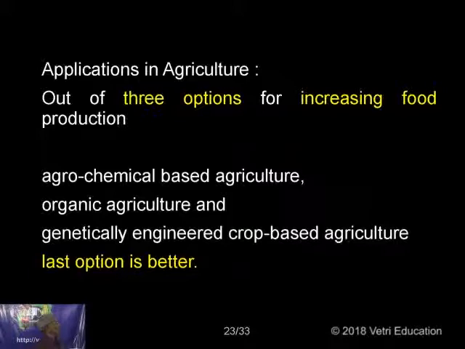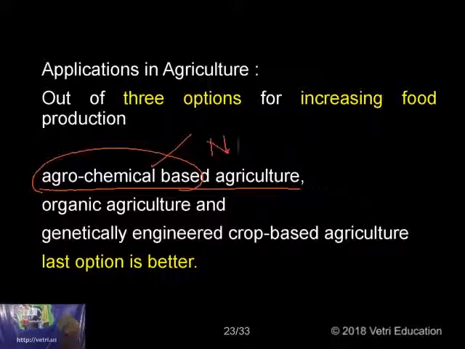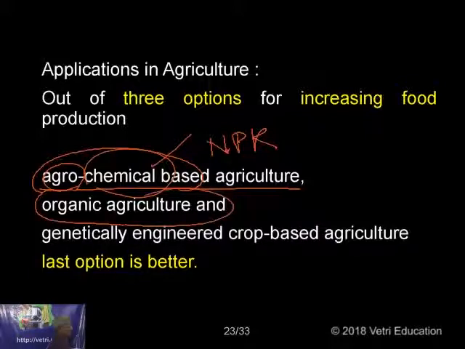Application in agriculture: out of the three options for increasing food production. Agrochemical based agriculture is one type, where you add mostly insecticides, pesticides, and manures in the form of NPK, so your agriculture has become mostly chemicals. Then organic agriculture is there, when you add organic manures. Then genetically engineered agriculture is there, which is crop based. So the last option is better.